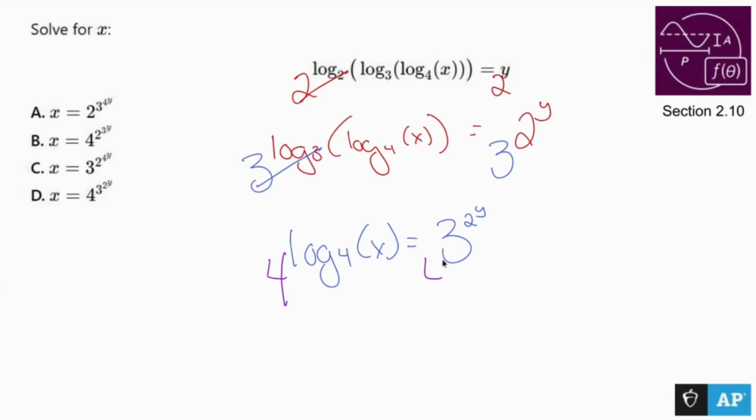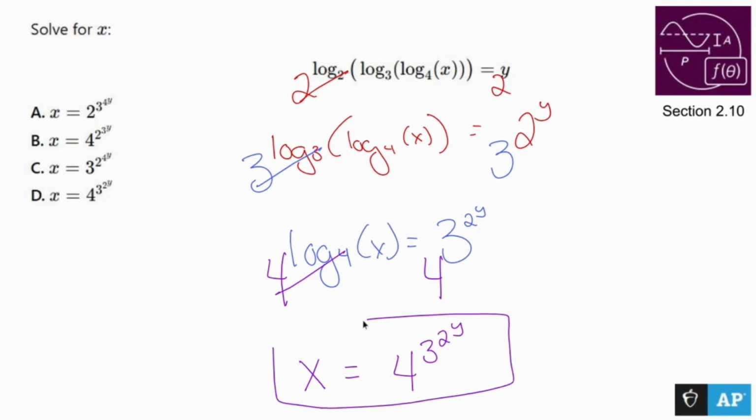Let's base 4 both sides, cross you out. Now x is on alone, and it's 4 to the 3 to the 2 to the y power. Really weird problem, but lots of fun.